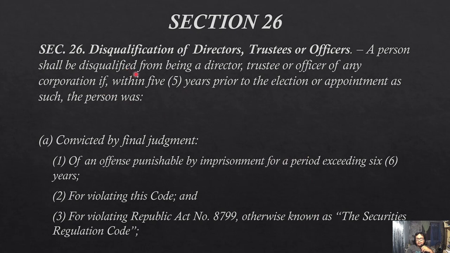A person shall be disqualified from being a director, trustee, or officer of any corporation if within 5 years prior to the election or appointment as such, the person was convicted by final judgment of an offense punishable by imprisonment for a period of 6 years. So, at least 6 years yan. Penal yan. Penal punishment yan.